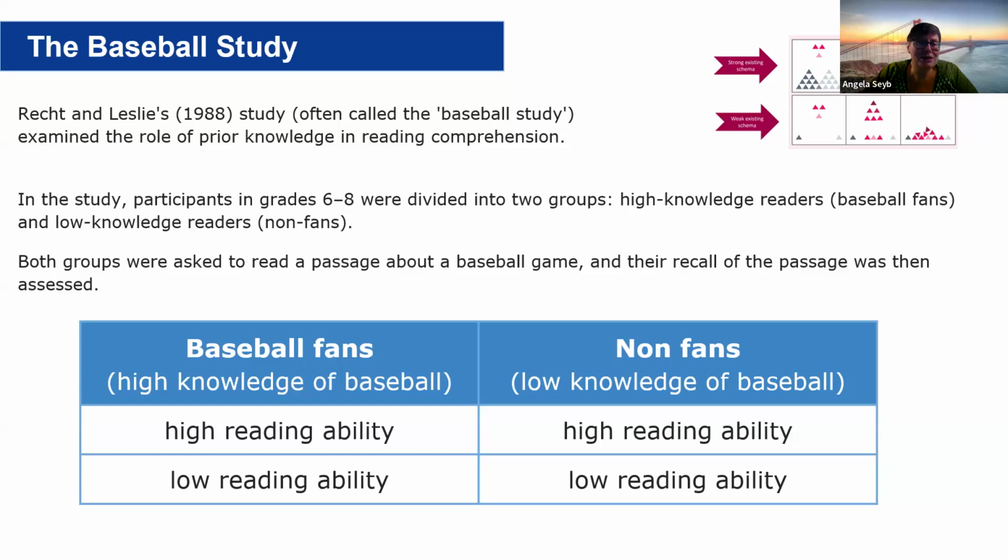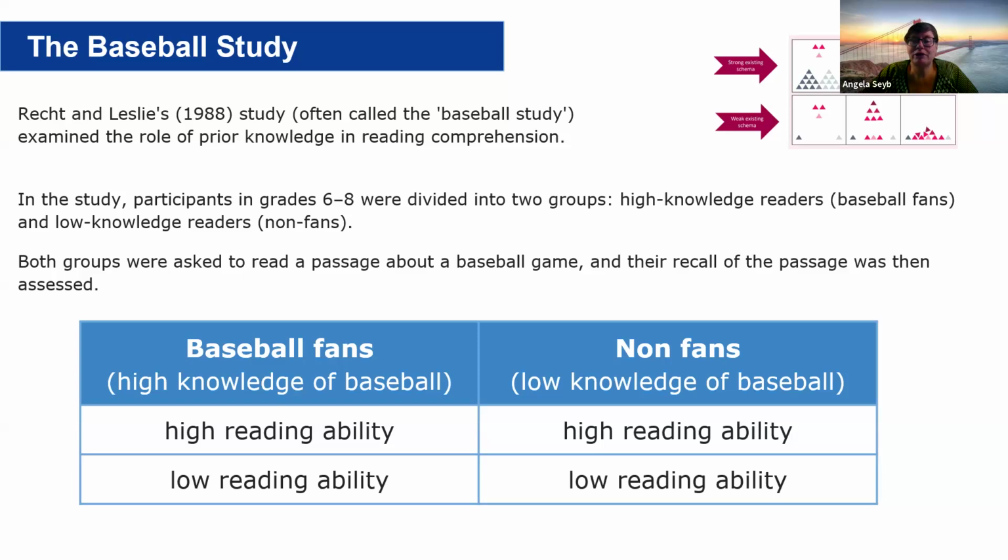It's often called the baseball study, and it's Recht and Leslie who have studied prior knowledge, and this was one that was done in the context of reading comprehension. So the students were given a paragraph to read that was about baseball, and there were two groups of students involved in the study, those that had a high knowledge of baseball and students that had less of a knowledge of baseball. So basically people that were interested in that sport and those that weren't interested in that sport.